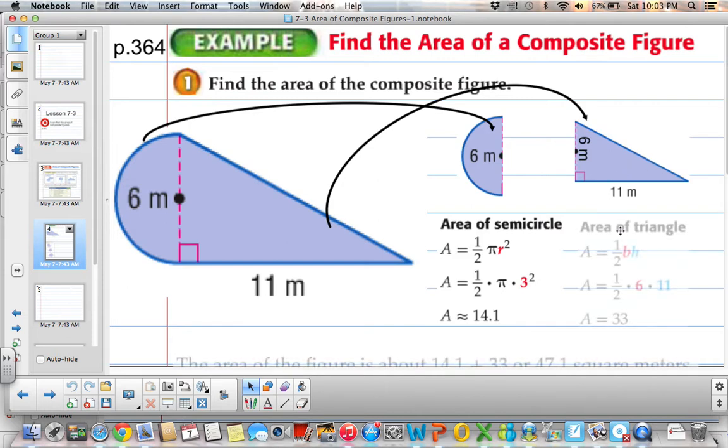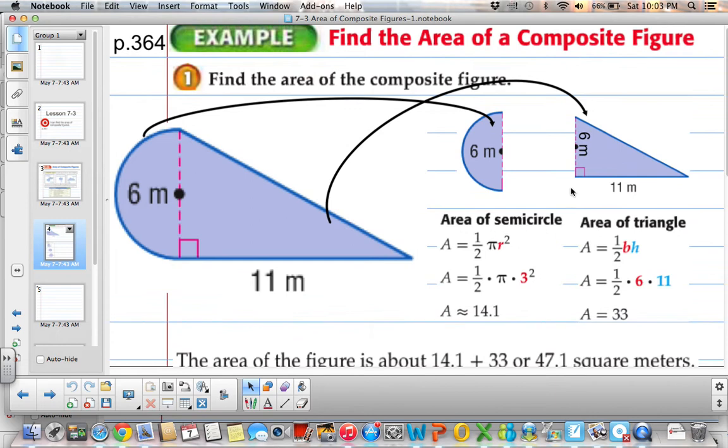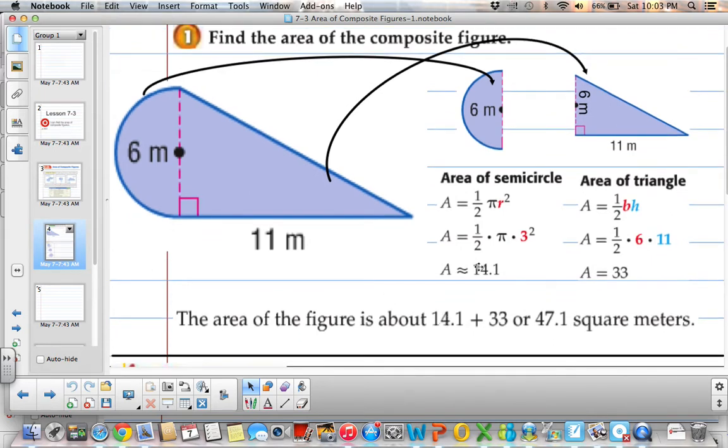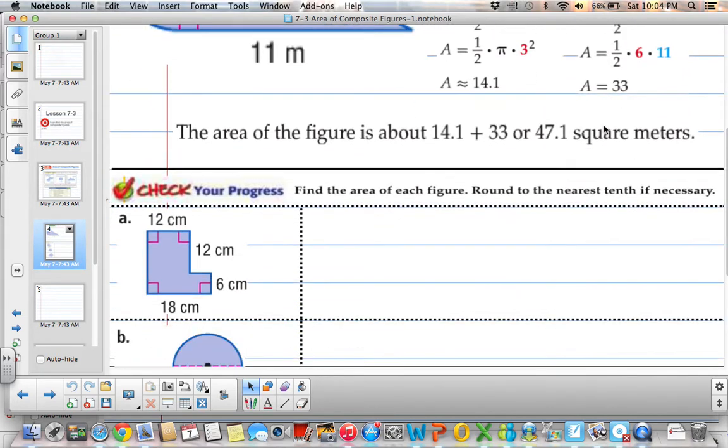Then we find the area of the triangle, which is 1/2 base times height. We know our base is 11. We know that our height is 6. So 1/2 times 6 times 11, or we can flip it and have this be our base and that be our height, is 33. Now we take our area of our circle and area of our triangle and add them together, and we get 47.1 square meters. So you find the area of each figure that you break apart, and then you have to remember to add them together when you are done.